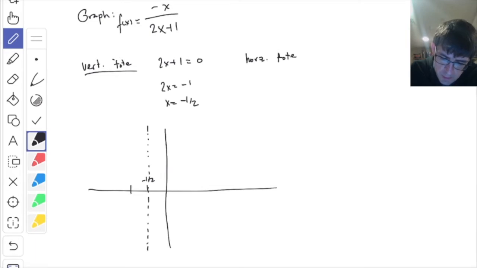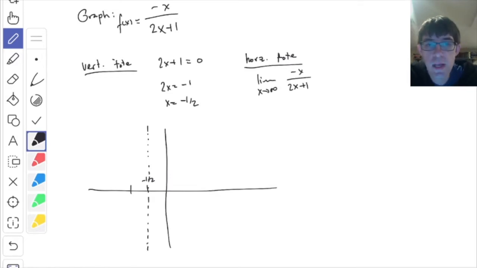For the horizontal asymptote, you have to do the limit as x goes to infinity of minus x over 2x plus 1. This is an old thing. We haven't done this in a long time, but it's coming back. Remember, you look at the degrees on the top and on the bottom. There was a trick about this. If the degree on the top is bigger, the limit does not exist, which means there is no horizontal asymptote. If the degree on the bottom is bigger, then the horizontal asymptote is at 0, and if they are equal, as they are in this case, you get the ratio of the coefficients.